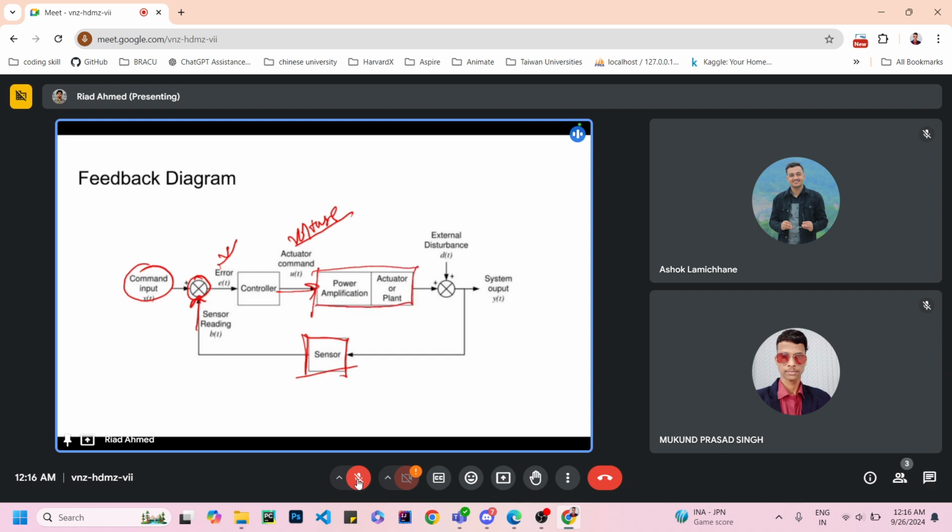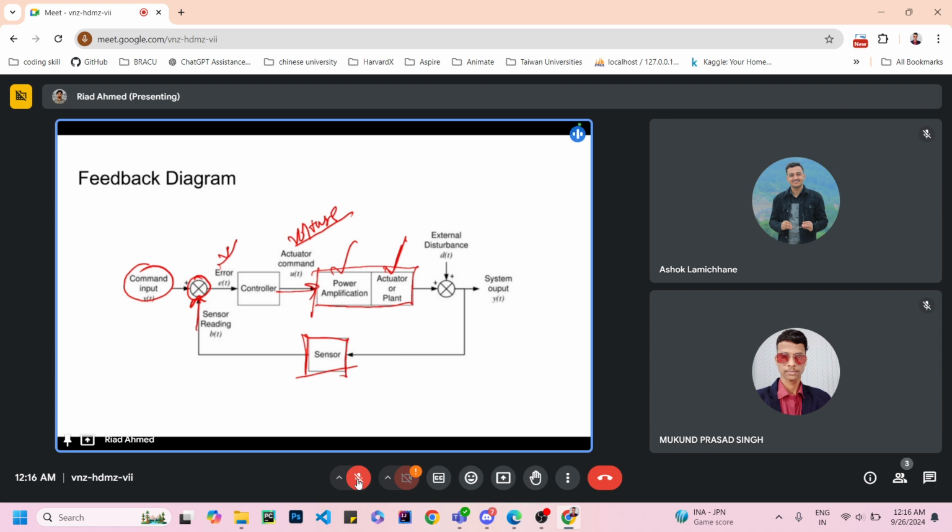And now we are dividing this motor part into two segments. One segment is the power amplification, and the second segment is the motor itself. So this is the motor actually. But before the motor, we are using another block here. So what is this block doing? This block is called power amplification.